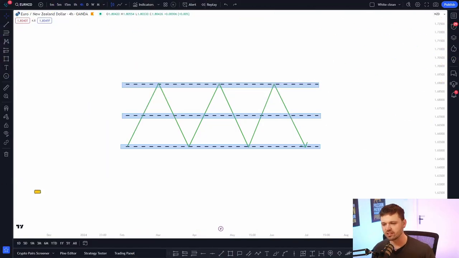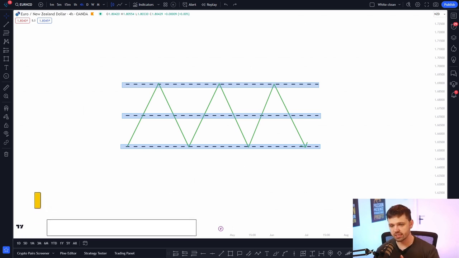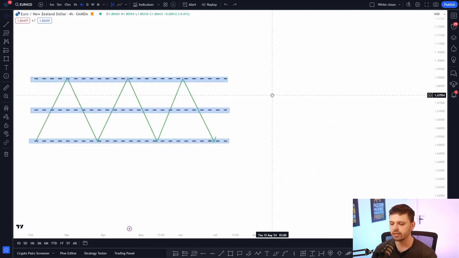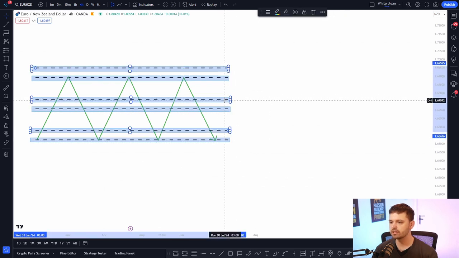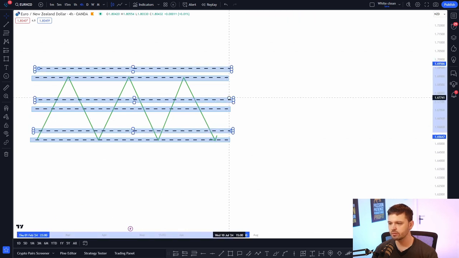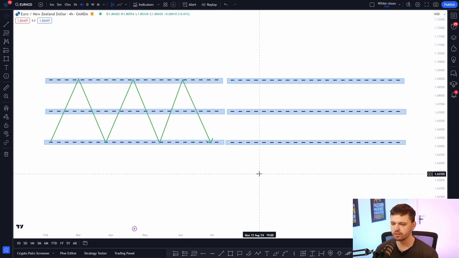What about the fractal nature of price action? I always keep talking about the fractal nature of price action, and since we're on the subject of range trading, I think it's a very good example of this. Now imagine that this is the daily range, and I'm just going to copy and paste this, moving it to the left here. Let's see if I can move this right there. Perfect. Actually, I moved it to the right, but it doesn't matter.